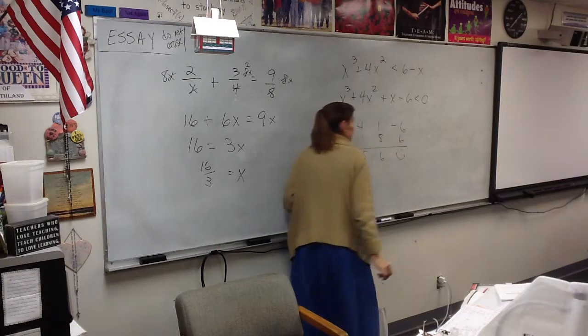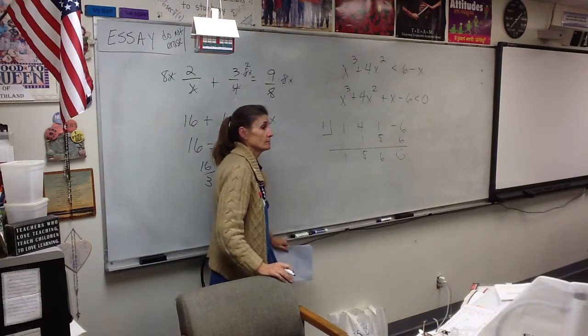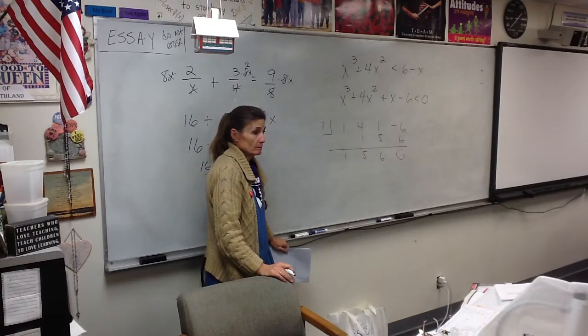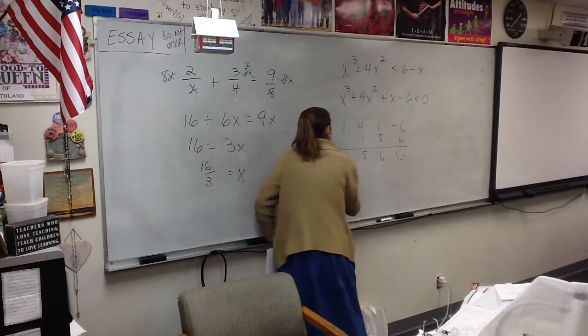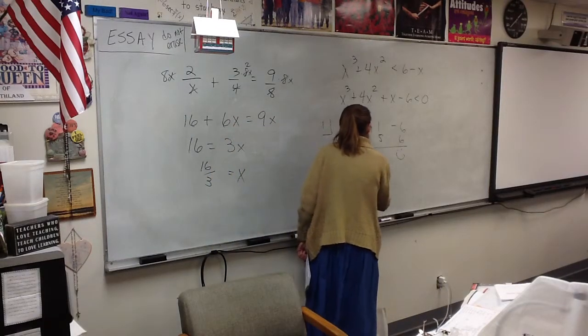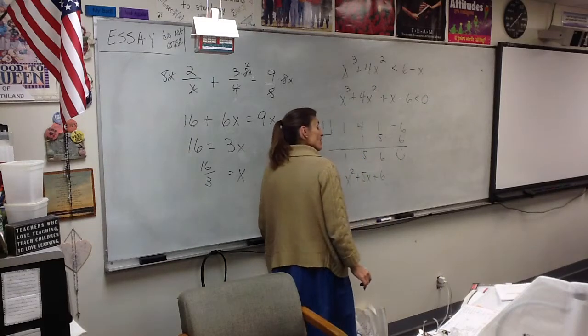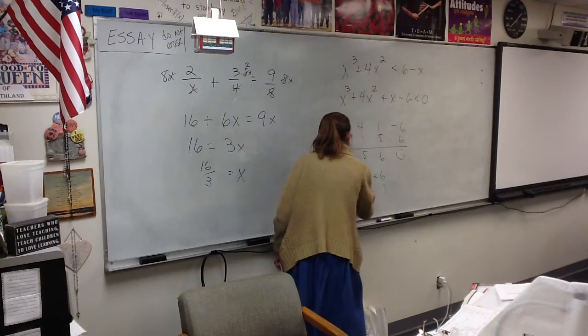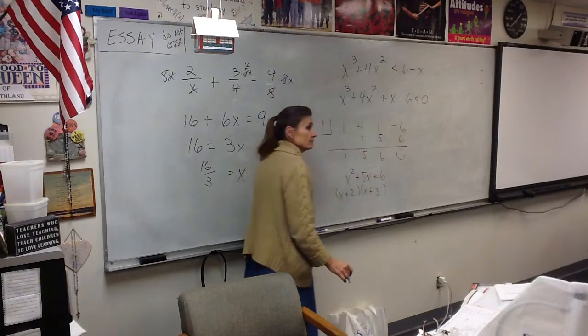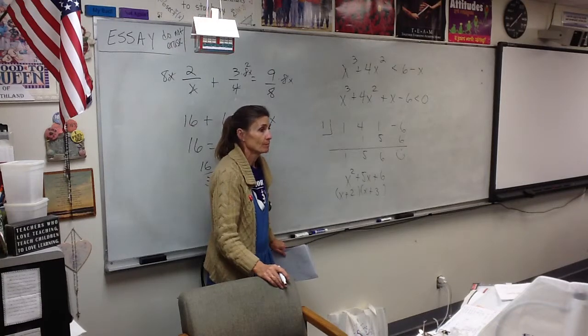There it is. Oh, 0. What's left? X squared plus 5x plus 6. What do you want to do with that? Factor. That factors: x plus 2, x plus 3. And then put on another one.